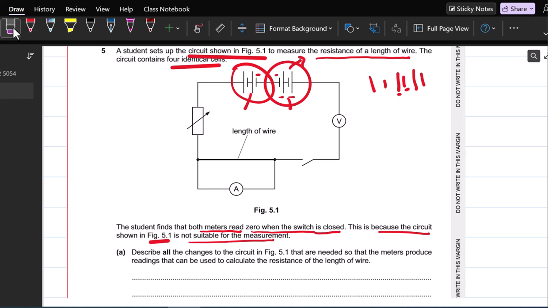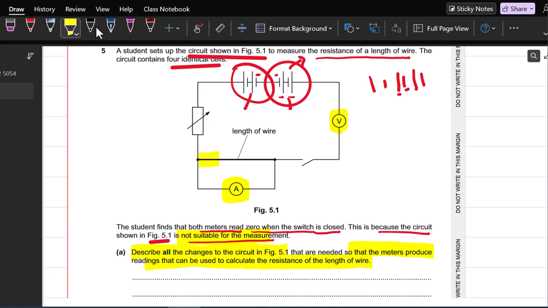Another thing is that the voltmeter is not connected correctly. Voltmeter is connected across the component, not in series. So this is another problem. So we have to replace these two. Then this circuit is suitable for the measurement. So part A is: describe all the changes to the circuit that are needed so that the meters produce readings that can be used to calculate the resistance of the length of wire.